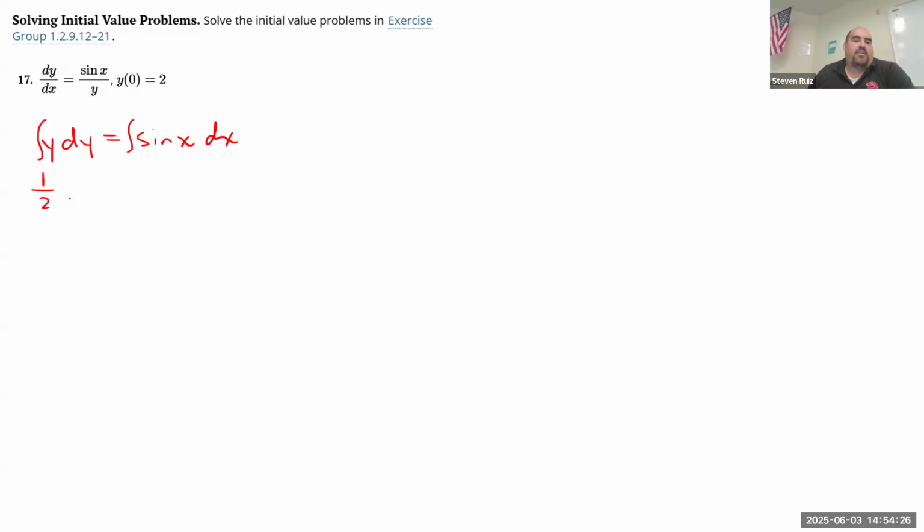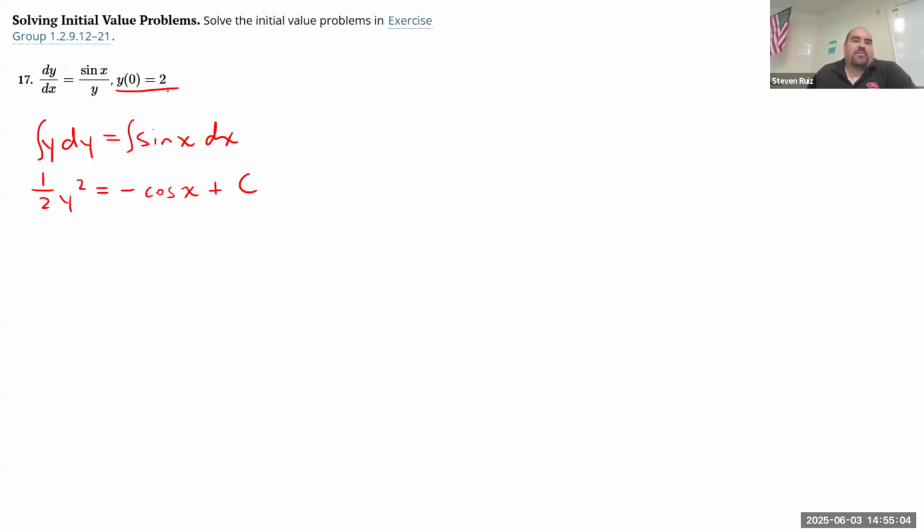So we have 1/2 y squared. Integral of sine of x should be negative cosine of x plus c. And one of my personal preference things, and this is absolutely personal preference, it is absolutely no more correct than anything anybody else does, I like to evaluate c as soon as it shows up. So as soon as I do the integral, if I have the means to evaluate c, I'll do it. So I'll do that here.